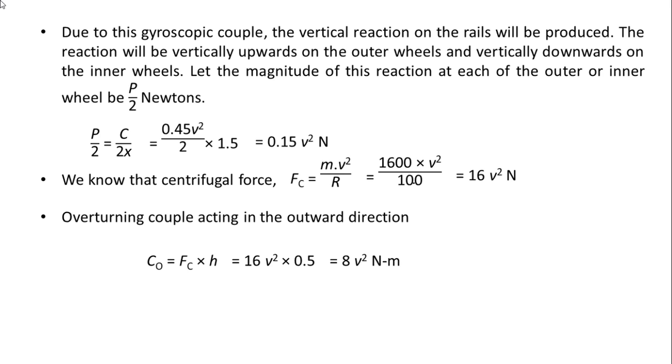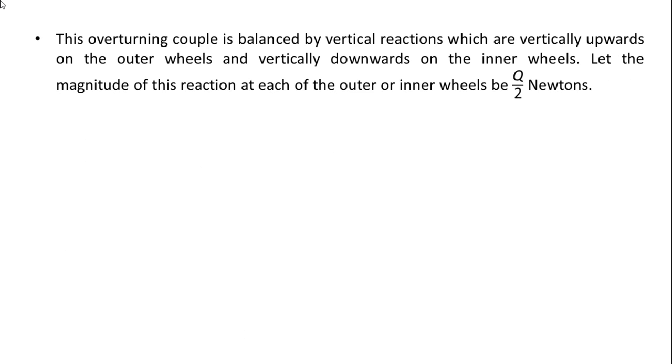This Co equals Q by 2x, the reaction force on each wheel. This overturning couple is balanced by vertical reactions, which are vertically upwards on the outer wheel. By default, for a positive problem, it will always be vertically upwards for the outer wheel and vertically downwards for the inner wheel. Reaction forces, because actually the outer wheel will try to lift up, press down. Inner wheel will try to lift up in a curve, as you have seen in that GIF image of a car taking a curve. The centrifugal force will try to throw the car outwards. So the outer wheel will be pressed down, the inner wheel will be pressed up. Opposite of that is your reaction. So the outer wheel reaction force will be upwards, the inner wheel reaction force will be downwards.